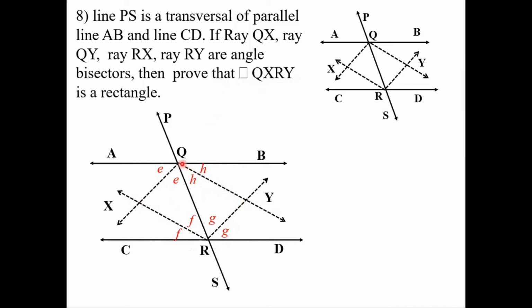And in this way, we have to prove that QXRY is a rectangle. Now if you want to prove it as a rectangle, you must understand one thing, and that is you have to prove that every angle is 90 degrees.